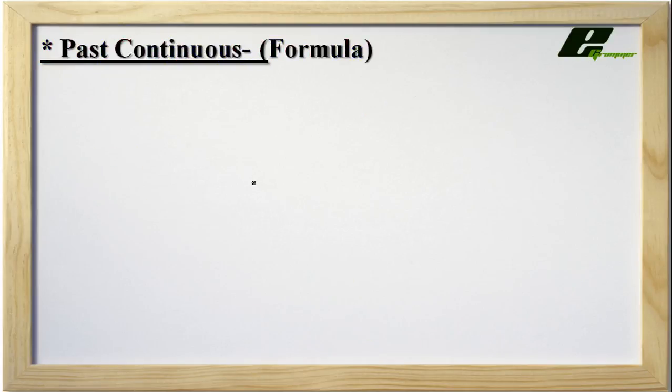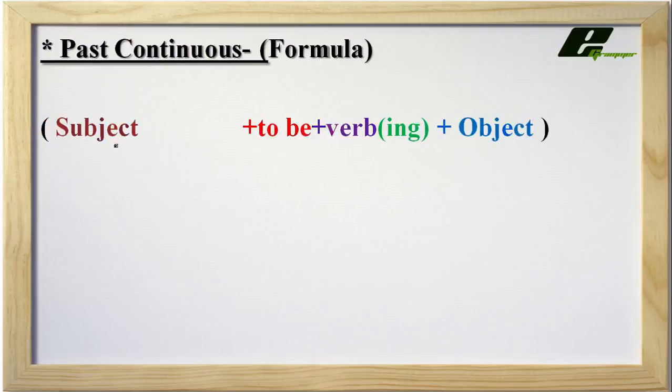Now, let us see the formula of past continuous tense. We have seen the subjects. We do have eight types of subject. Then comes the to be. What is this to be? A helping verb. In this past continuous tense, we are going to use two helping verbs: one is was and another is were. Then comes the verb. Here, we use the base form of the verb and add ing to that base form, and the object remains as it is.